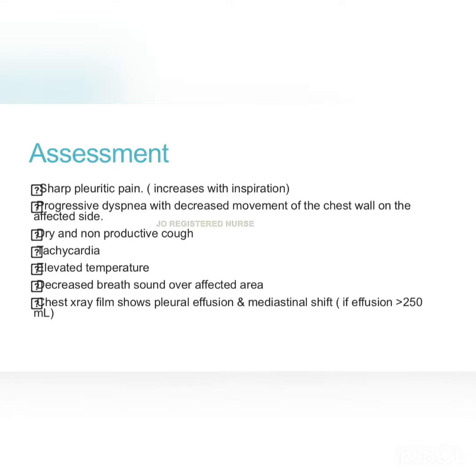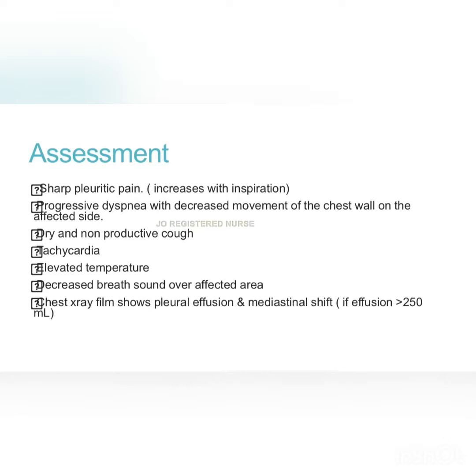And when we are doing a chest X-ray, we can see pleural effusion on the affected side and there will be mediastinal shift towards the unaffected side. That point you should keep in your mind. This mediastinal shift can occur when the pleural effusion is more than 250 ml.